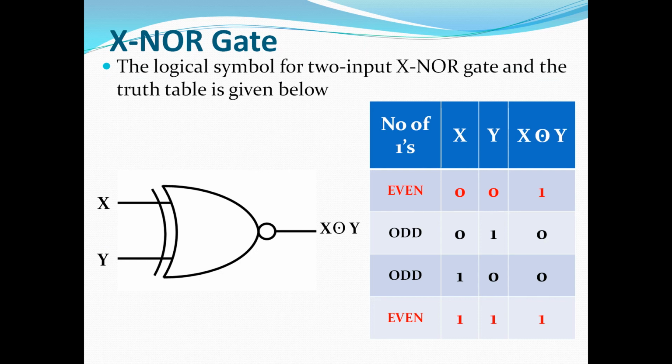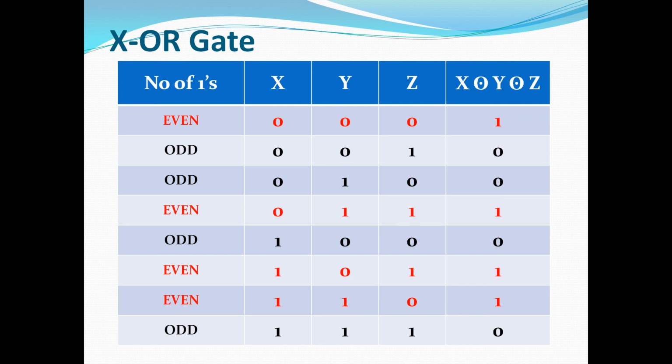Here a two-input truth table is given, with X and Y. For 0 0, both inputs are the same, so the output is 1. In the last case, 1 1, both inputs are the same, so the output is 1. In other cases the output is 0. Here you can easily understand by looking at the outputs.